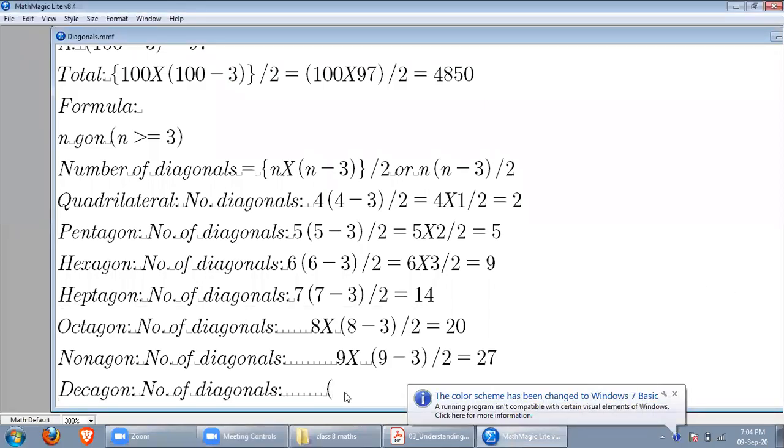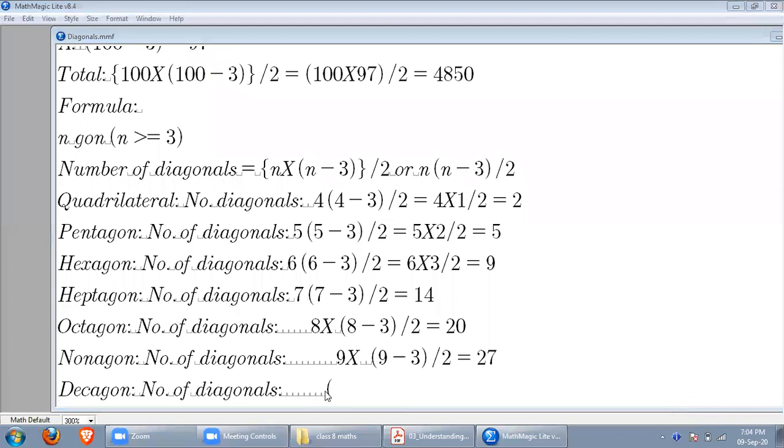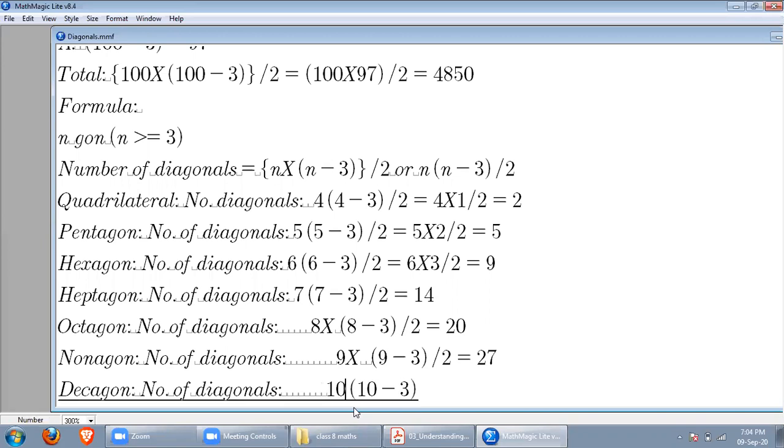So tell me, for one vertex, for the decagon, how many diagonals can be drawn? Tell me only for one vertex, how many diagonals? 7. How is it possible? It is 10 minus 3, correct? Yes, 10 minus 3. And for the 10 vertices, it will be 10 times 7. And we have to divide it by 2. So it is 70 by 2. That is 35. Thank you for your answer.